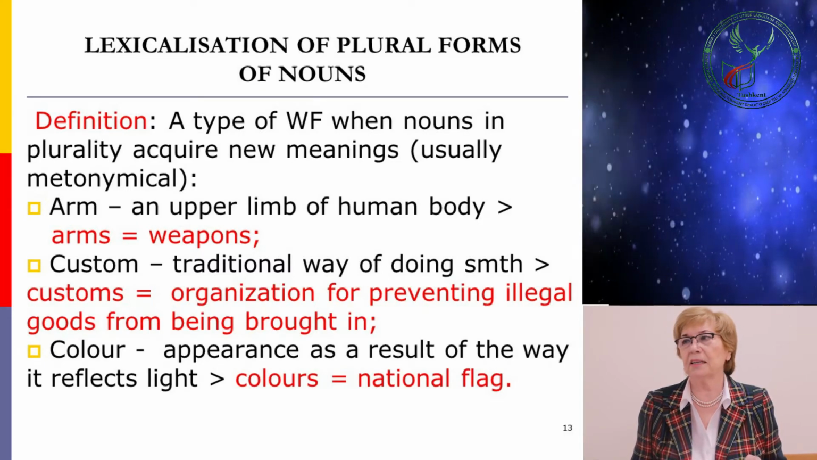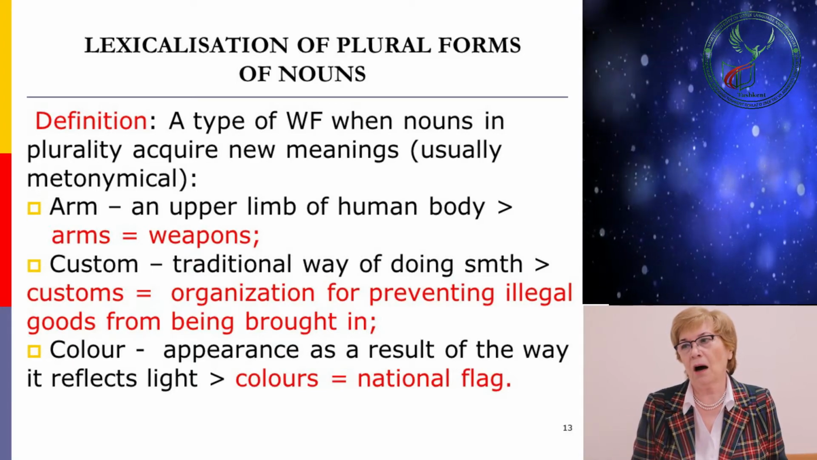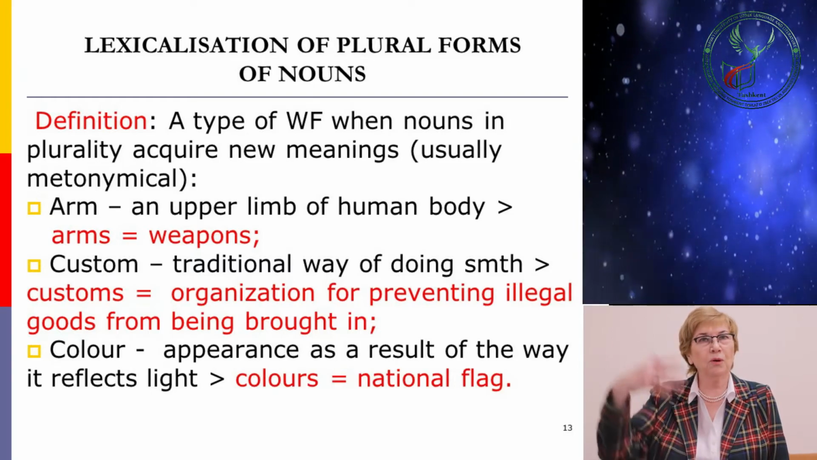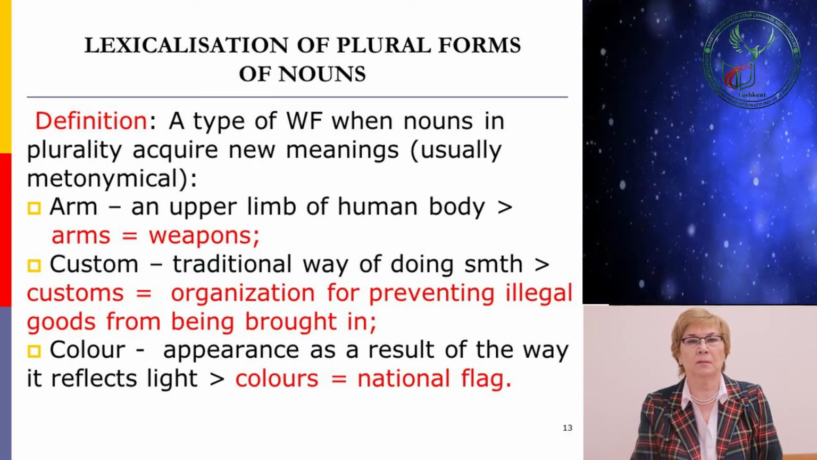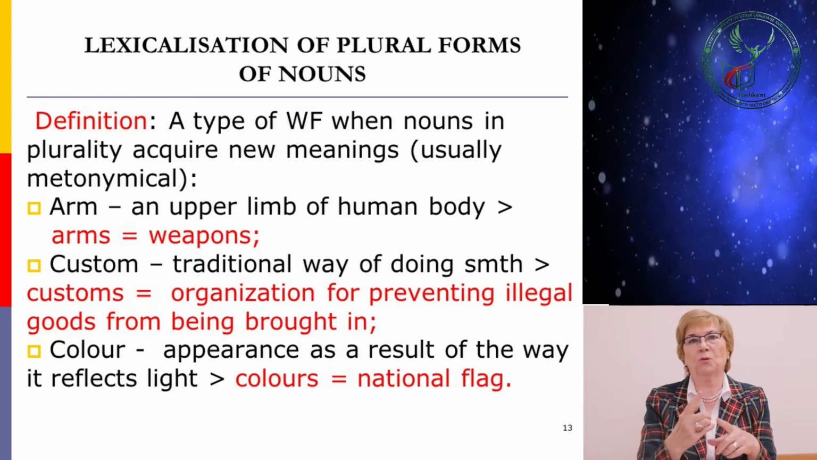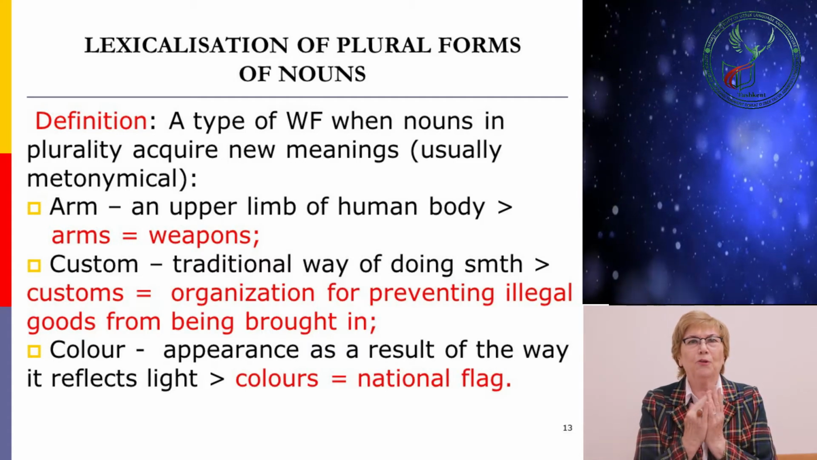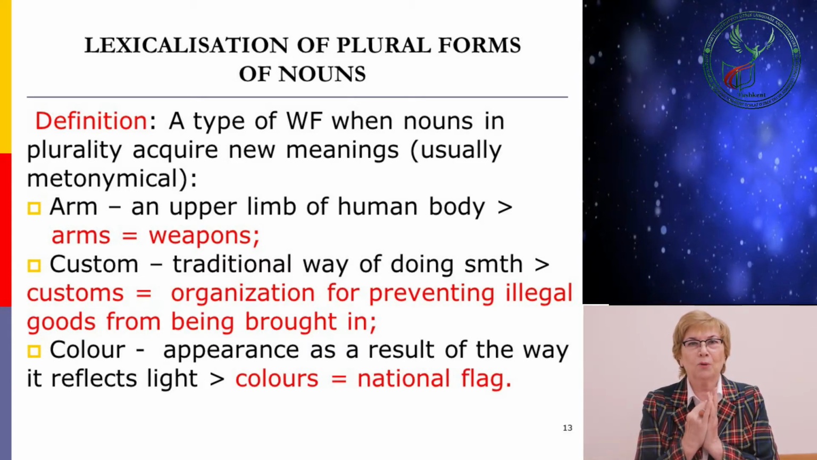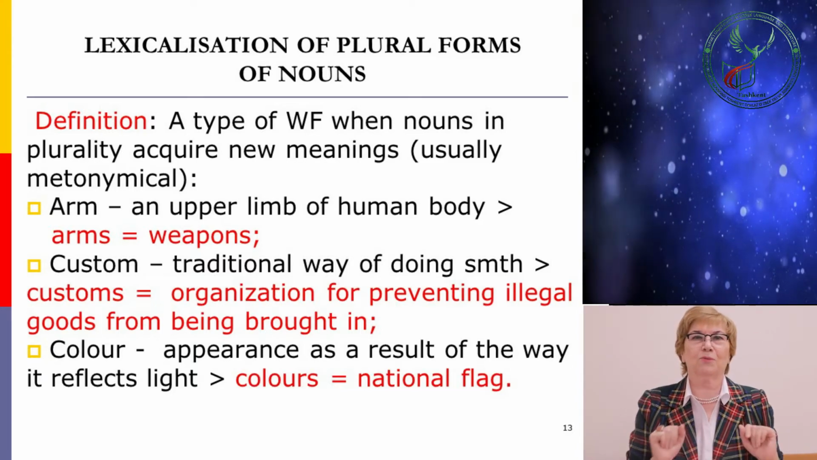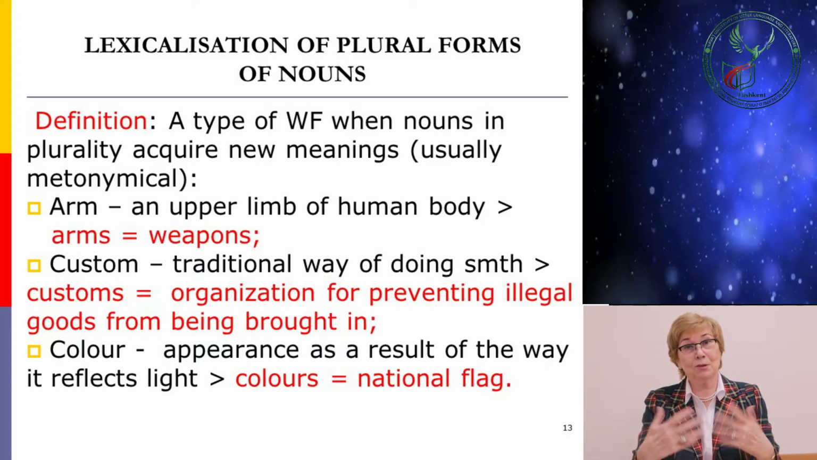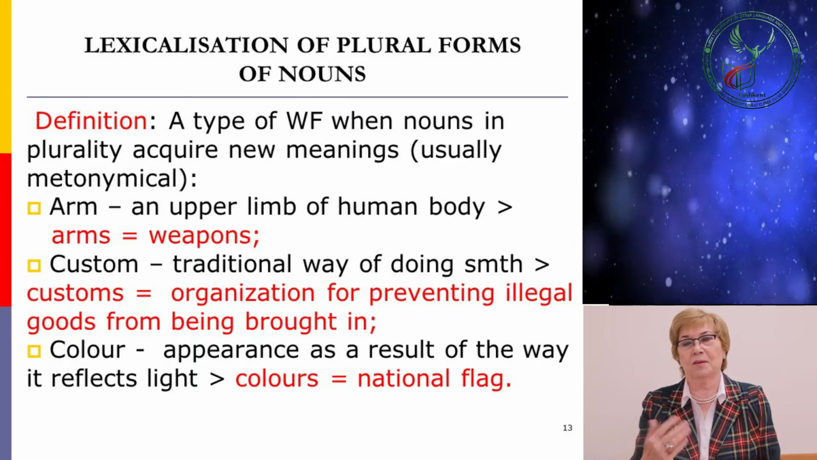Okay, we go to lexicalization of plural forms. It's an interesting thing. You know the word arm, it's an upper limb of the human body. This is our arm, we have two arms. And arms in plural means weapons. And not just one weapon, but weapons collectively. This is quite easy to explain, because the first weapon we possess as people are our hands, and when we are attacked, we defend ourselves with the help of our arms, right? In the first place. So this is how metonymically the word arm in plural form acquired the meaning of weapons.